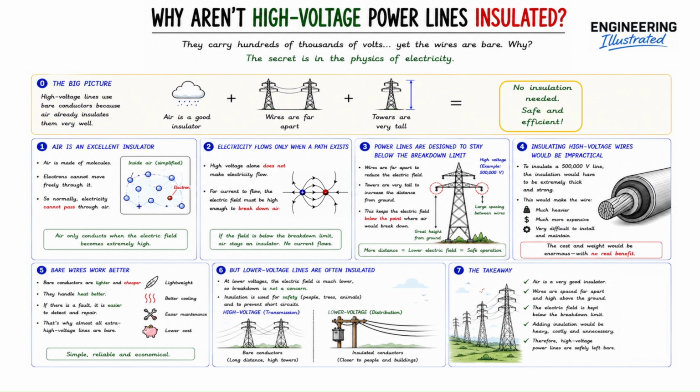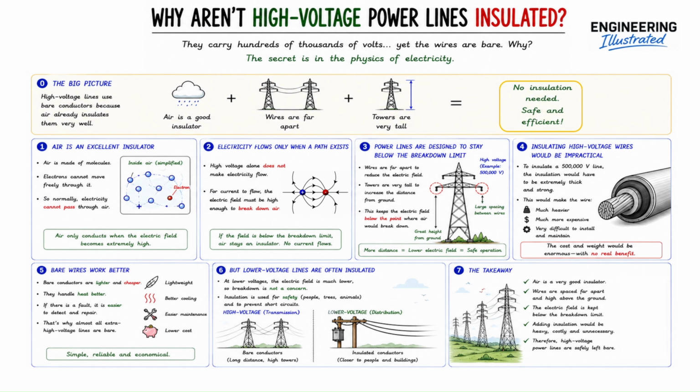Now you might wonder why power lines that can reach hundreds or thousands of volts are left exposed, and it's natural to think that they should be insulated for safety reasons. The reason the conductors are exposed has to do with a little physics of electricity. So let's see what the big picture is.